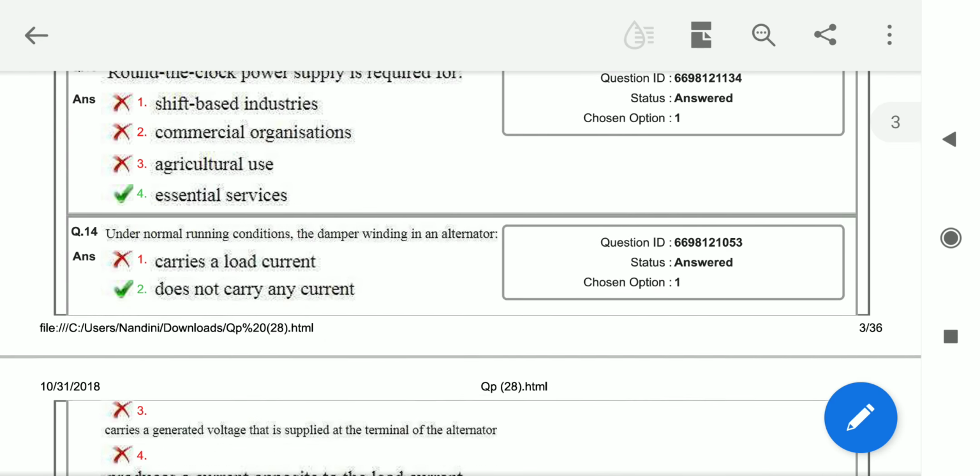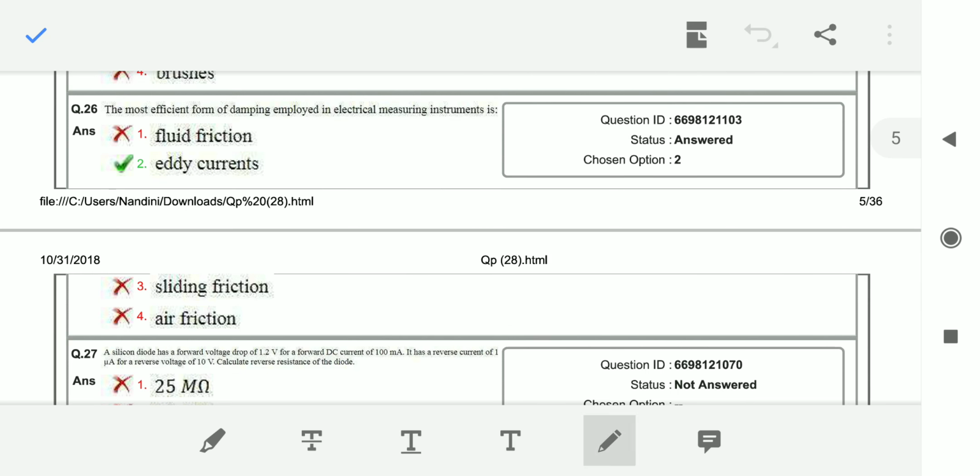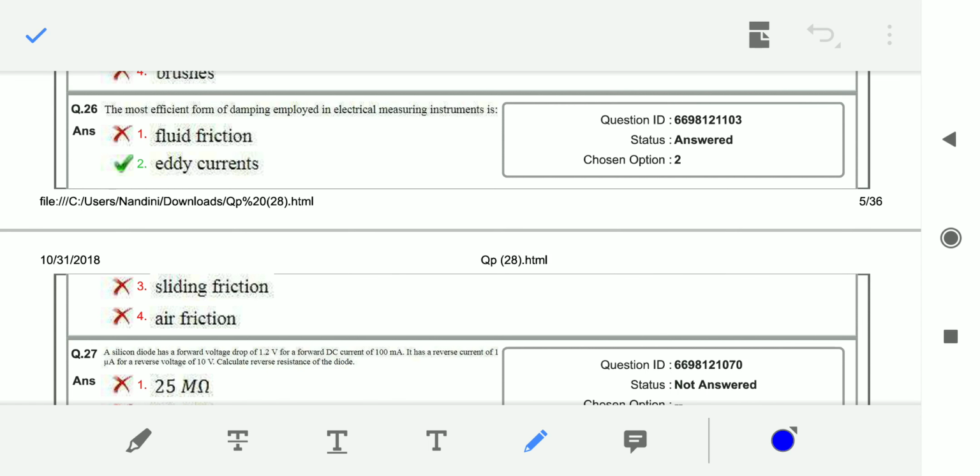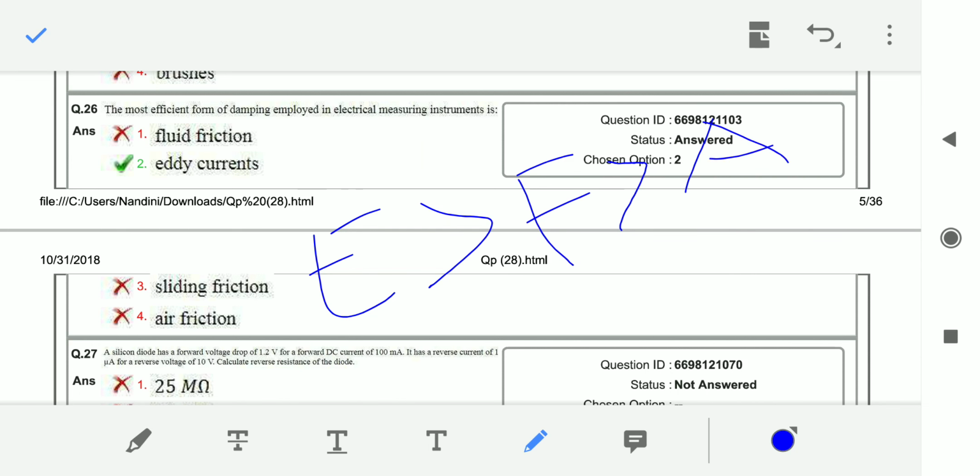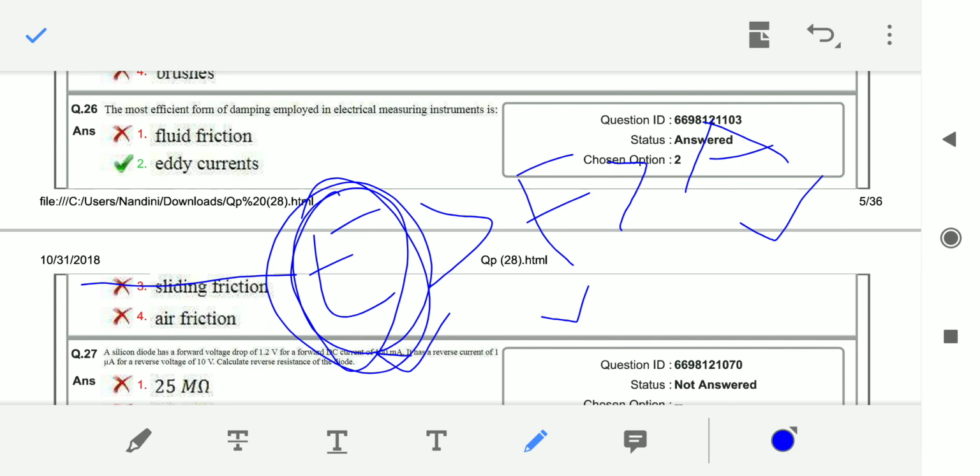In the 26th question: the most efficient form of damping employed in electrical measuring instruments is, okay, he is asking what is the most efficient method of damping. Remember E greater than F greater than A. E means eddy current damping, F means fluid friction damping, and A means air friction damping. We don't see sliding friction damping. Anyway, the most efficient method is eddy current damping.